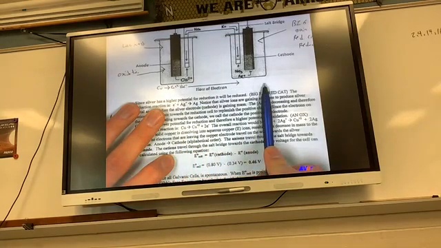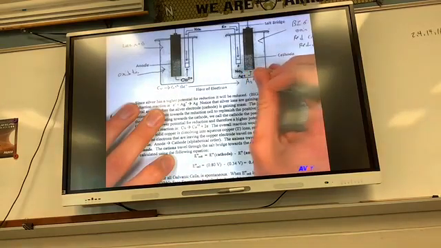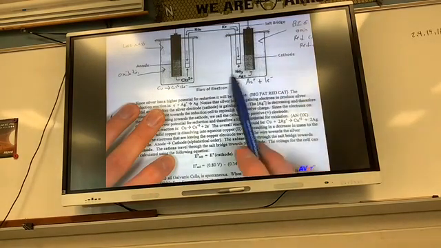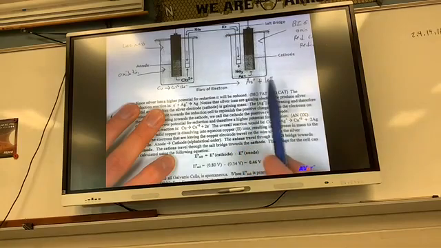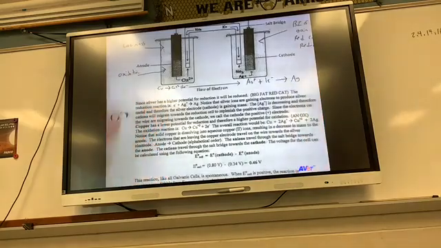Over here, what am I going to write for my half reaction? Ag plus what? Plus 1 electron. Agreed? Because it's silver plus 1. And this is gaining, so I show gaining by putting that in my reactants. That makes solid silver.